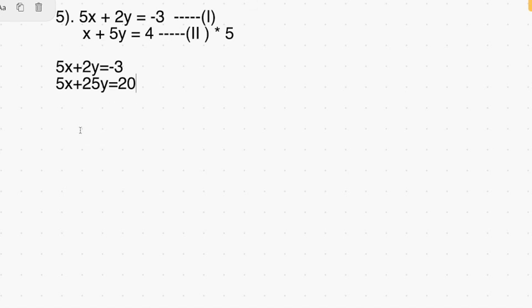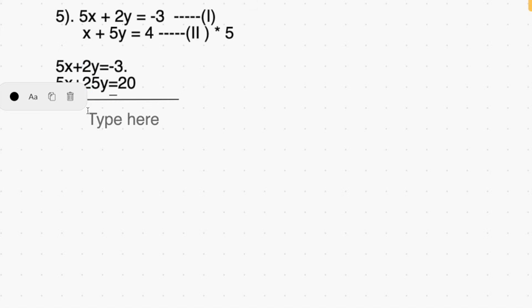Now I have these two expressions, right? I have to derive a one variable form, so I have to do a minus operation, right? So I do minus, minus, minus, correct? So 5x minus 5x is 0, 2y minus 25y will be minus 23y, and we have minus 3 and minus 20, right? It's not plus 3. So again I'll have 23, as the minus minus sign will go. So 23y is equal to 23. So I got y is equal to 23 divided by 23, which is equal to 1, right?